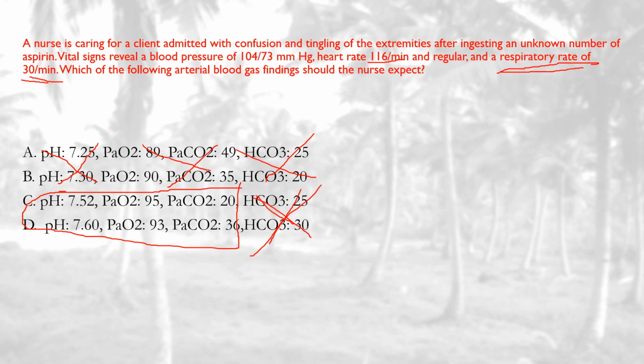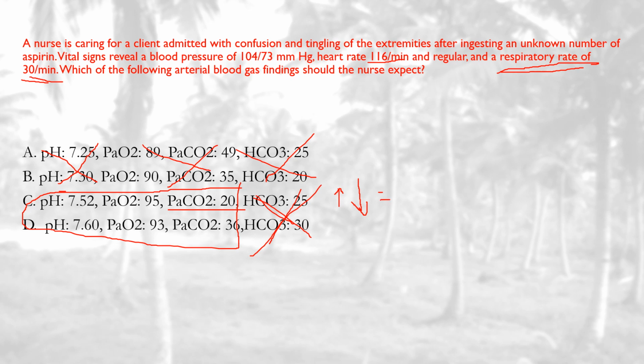Okay, so what aligns with alkalosis? The CO2 is low here. So the pH is high, and then the CO2 is low. That equals respiratory alkalosis. So the answer is C. That's how you can eliminate the other choices.